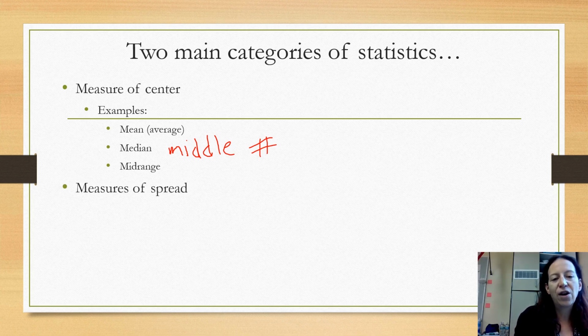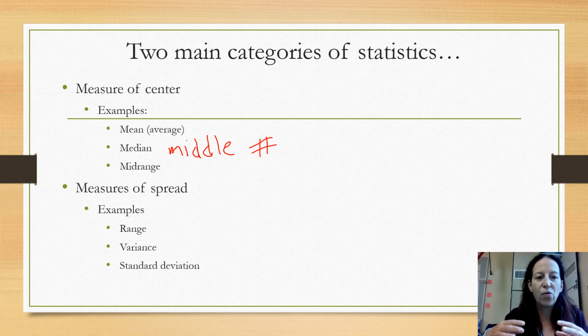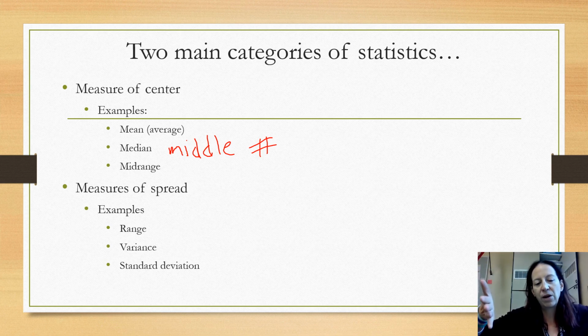Then there's measures of spread, and these are numbers that describe how stretched out the numbers are. So some examples of this are the range. That's a data value that you're probably familiar with from middle school, where you take the highest number and the lowest number and you subtract them. And it just tells you the distance between the highest and the lowest number. So what is the spread there?